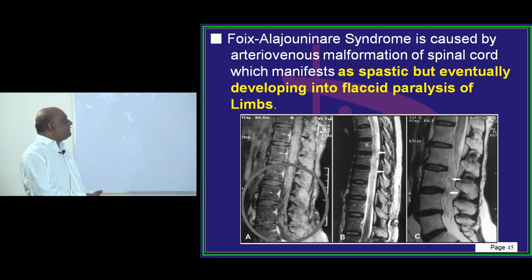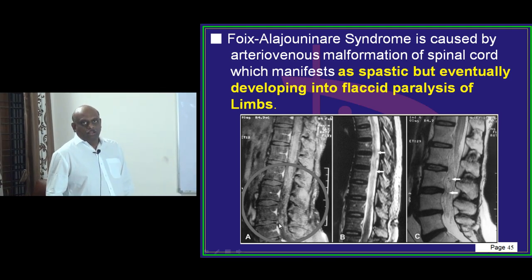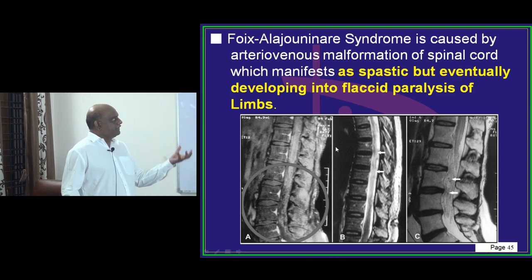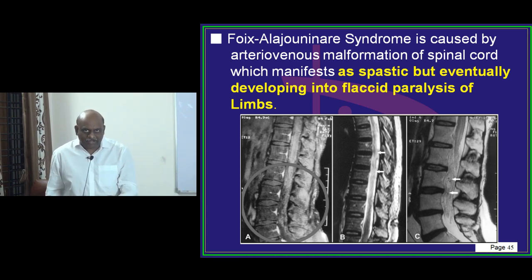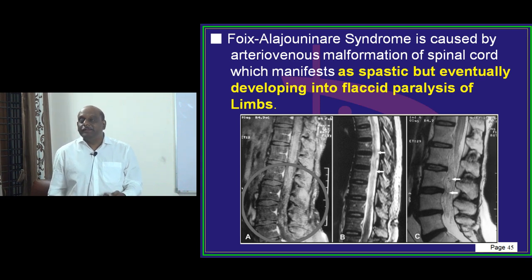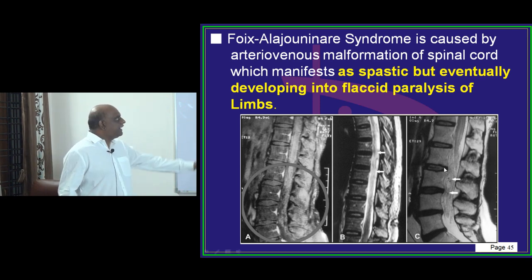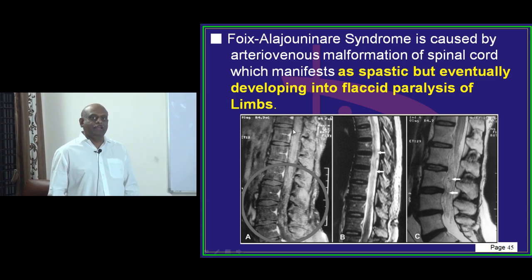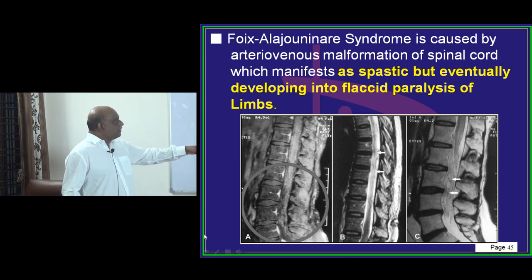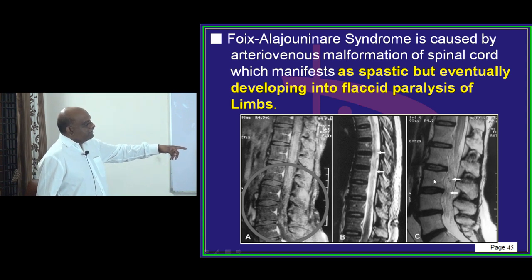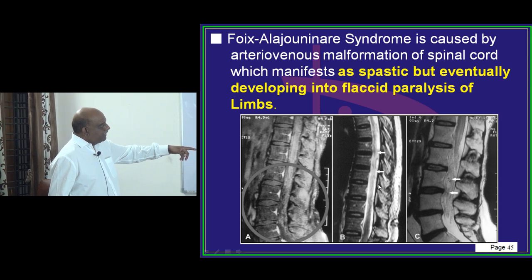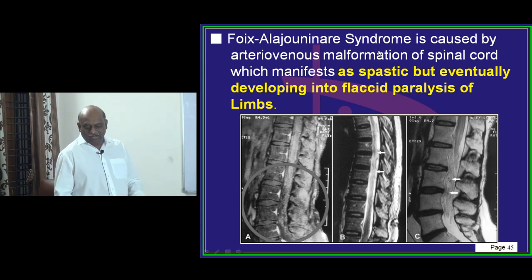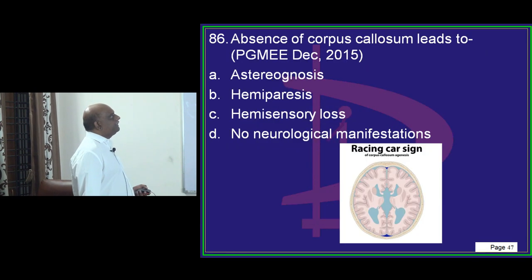There are arteriovenous malformations in the spinal cord, and typically that lead to spasticity because of the compression of the corticospinal tract which are descending, which is a pyramidal tract. Later on, even anterior horn cells are compressed, and that lead to flaccid paralysis like an LMN. So that is a clinical presentation. So what you can see here is typically that AV malformations which are leading to the compression of the spinal cord in Foix-Alajouanine syndrome is what you have to ultimately remember.